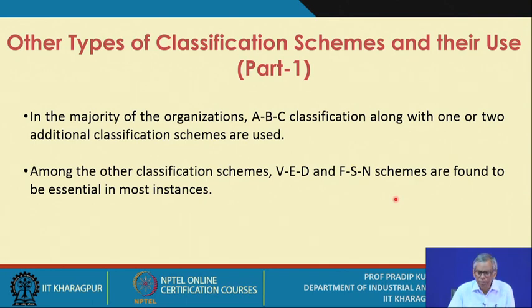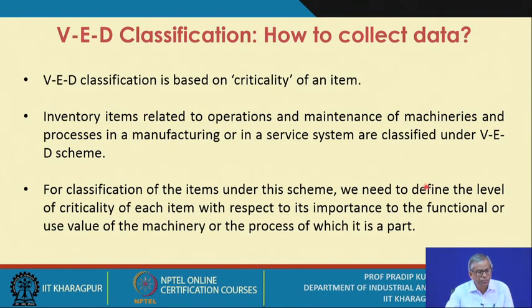So hence you can be selective also. Out of these 6, usually 3 are always used. That's why ABC is common, and along with ABC, VED and FSN classification schemes are also found to be essential in many instances. Now let us talk about the VED classification, how to collect data for VED classification. That is the main issue.